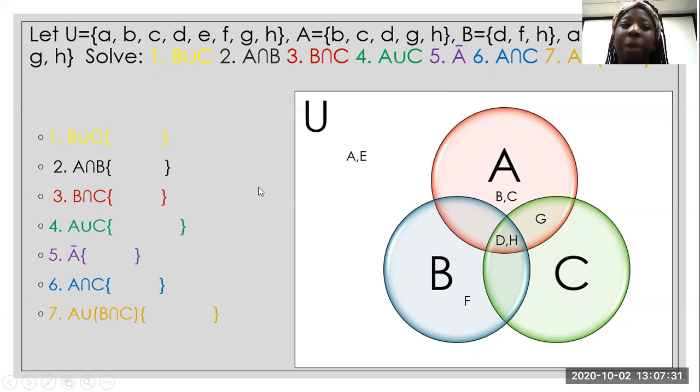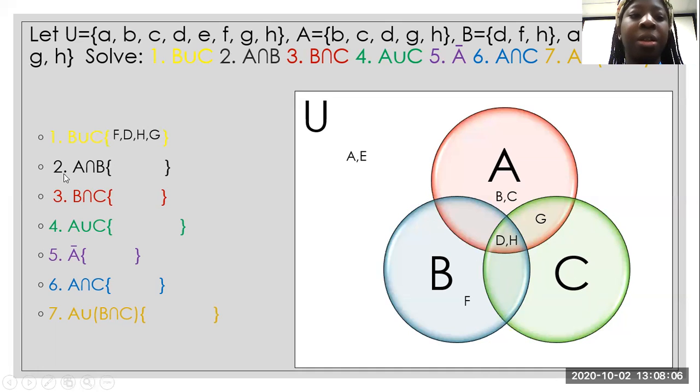Now, here go our 7 problems. Now, of course, we see B union C. Like I said, it's easy to see union as OR. So we have what's in B or C. To solve this, you label everything that is in B and C. So you have F, D, H, and G, because D and H are shared between everything, so it's F, D, H, and G.